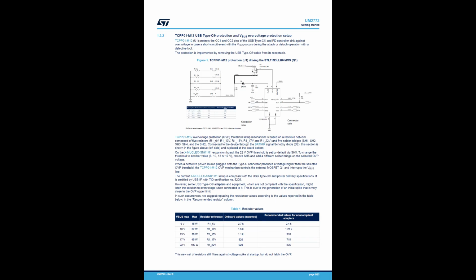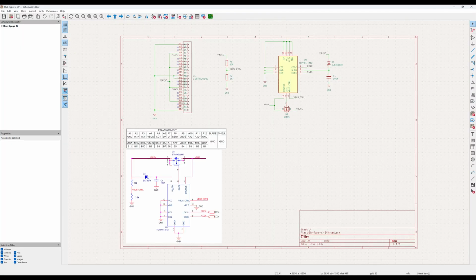To answer this question, we can look at page 5 of ST document UM2773. Table 1 shows the relationship between the R2 resistance and the connector's V-bus overvoltage threshold. For example, if R2 is 2.7 k ohms, V-bus is limited to 6 volts, and if R2 is 620 ohms, V-bus is limited to 22 volts. Thus, in our schematic, if V-bus-C exceeds 6 volts, IC1 will turn off Q1, and the system power output V-bus, connected to the N MOSFET source, will fall to 0, protecting the downstream components.